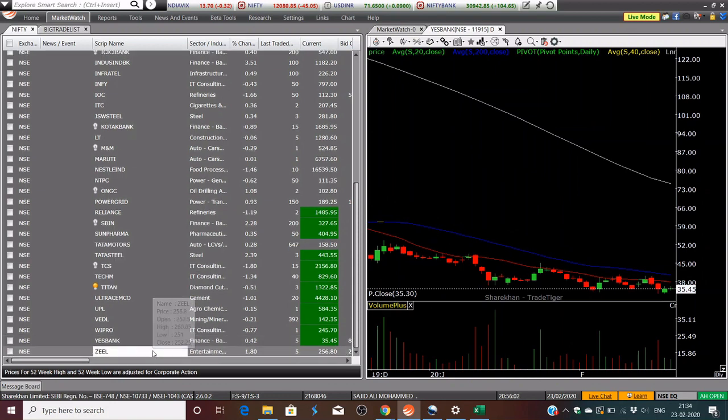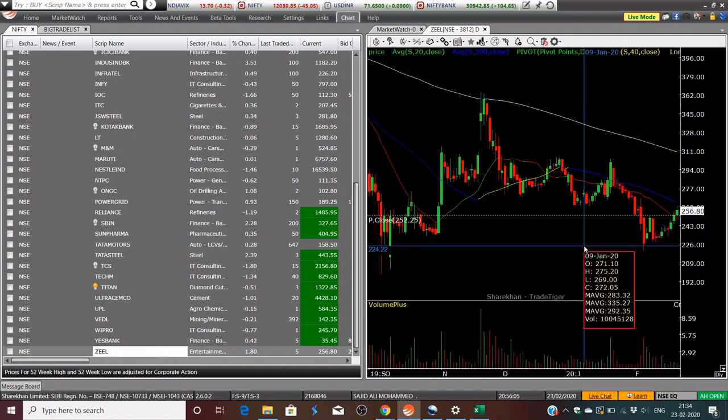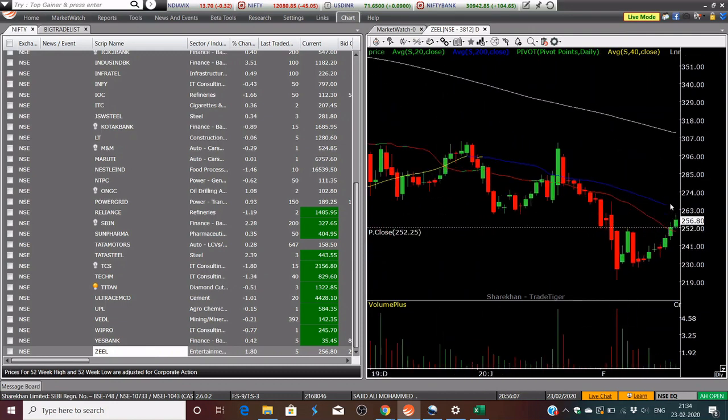And then Z, let's see. Z is retracing from this support zone, but it is caught up in this 20 and 40 moving average. Let's see if it breaks this candle low, then you can go short in this. Okay, so that's it, guys.